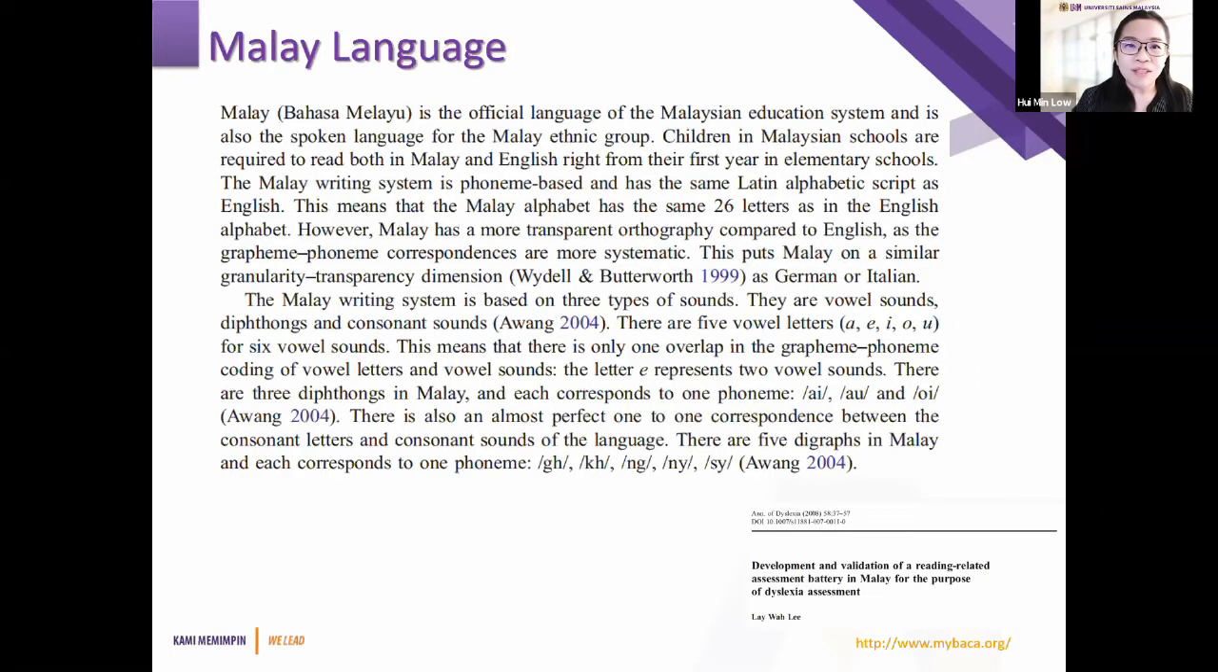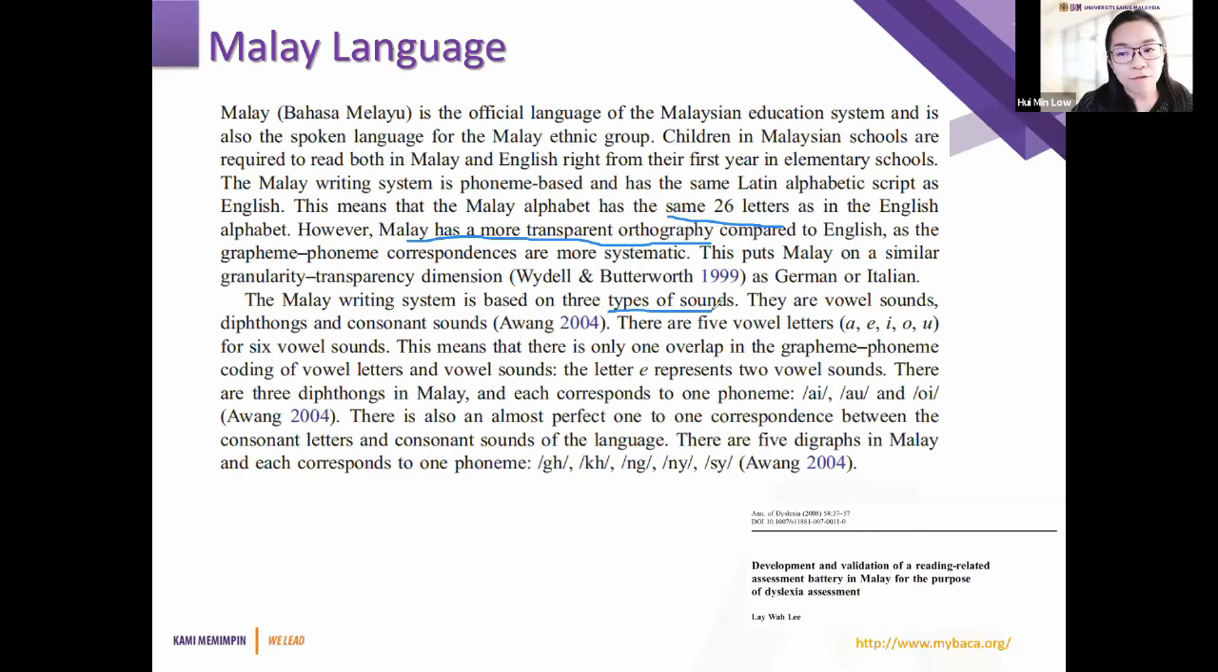Firstly, I would like to share with you a little bit about the language feature of Malay. Malay shares the same Latin script with English. It has the 26 letters as in the English alphabet. And compared to English, Malay has very transparent orthography, with grapheme phoneme correspondence which is very predictable and very systematic.